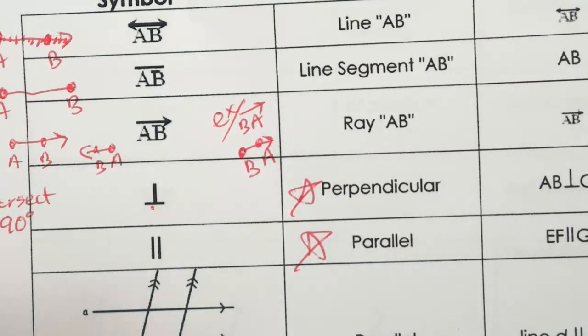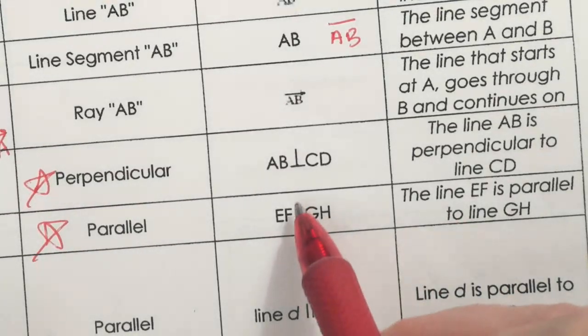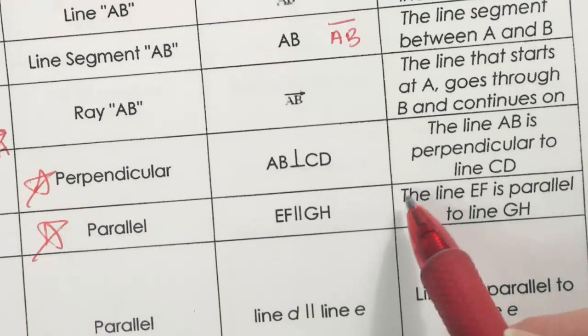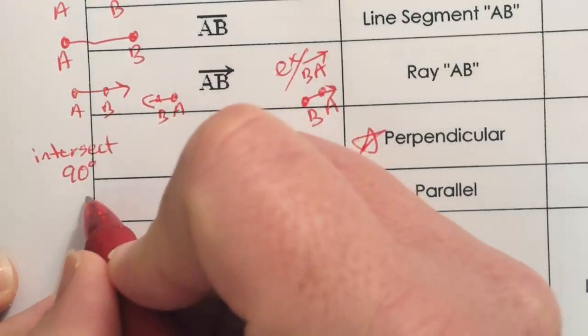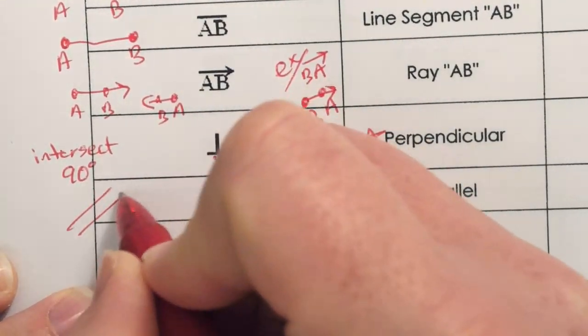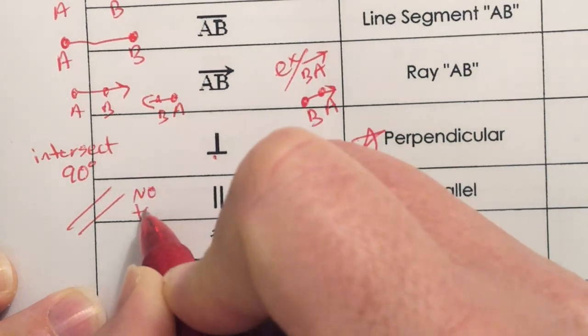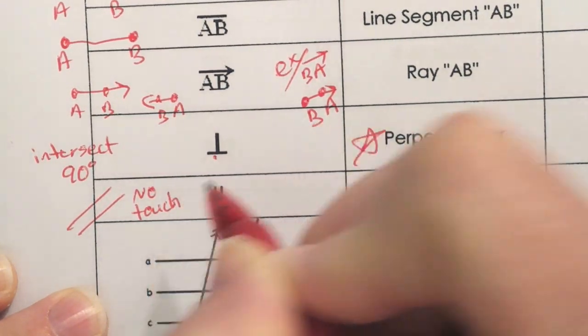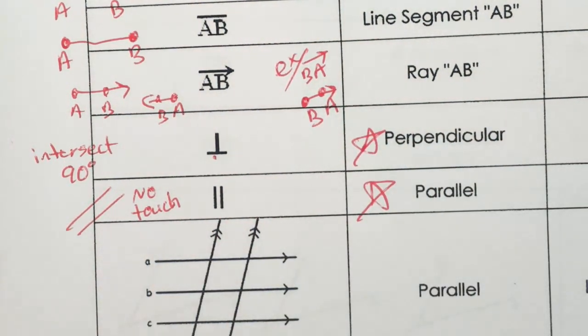And then parallel means that they never intersect. They go on forever and ever in either direction, never touching. So those two lines are parallel. It goes on forever and ever without touching. No touchy. They never, never touch, no matter how far they go, forever and ever.